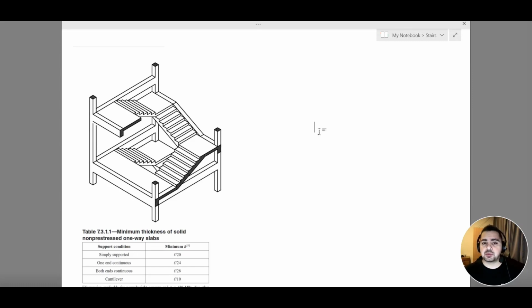So in this course, we will be going through the analysis and design of three different types of staircases. These three types are the most common types of staircases used in civil engineering. They are the two-flight staircase, the three-flight staircase, and spiral staircases.